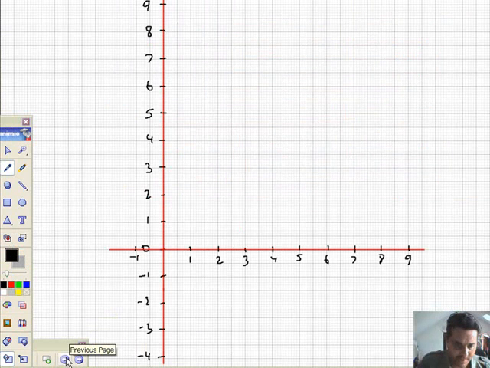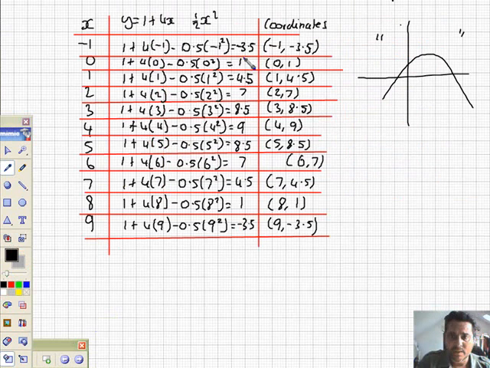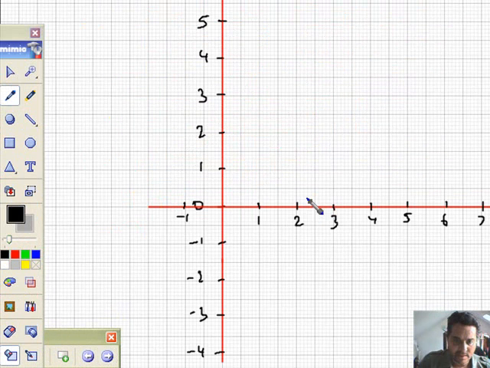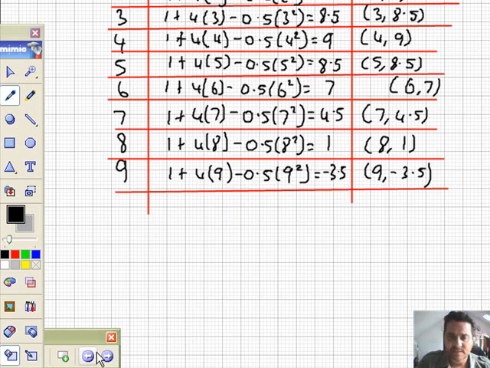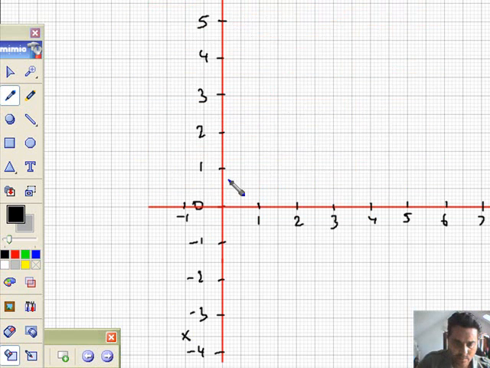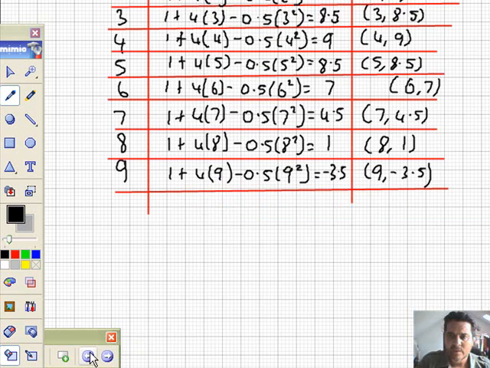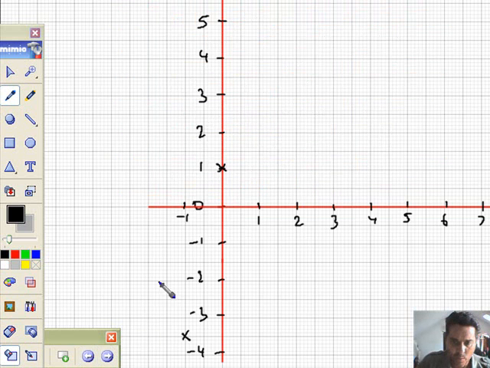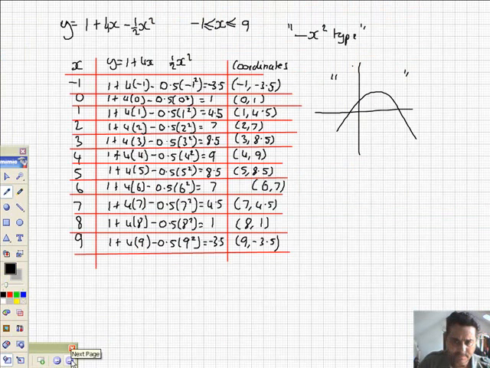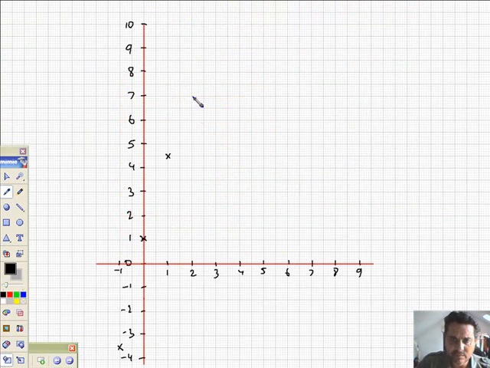and start plotting. Right, first one, -1, -3.5. So it's -1, -3.5 is exactly there. Go back again, get the next one. 0, 1. 0, 1, right there. Go back again. 1, 4.5. 1 along, 4.5 is right there. Next one. 2, 7. 2, 7, right there.